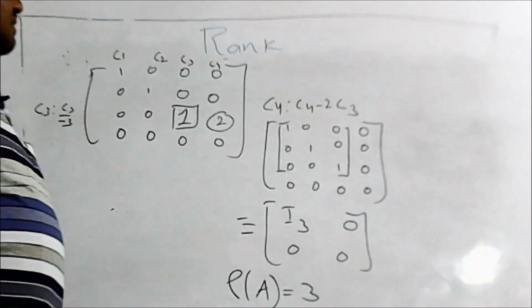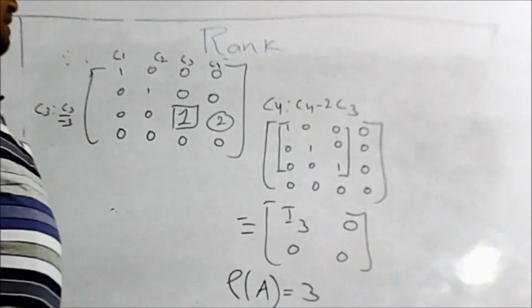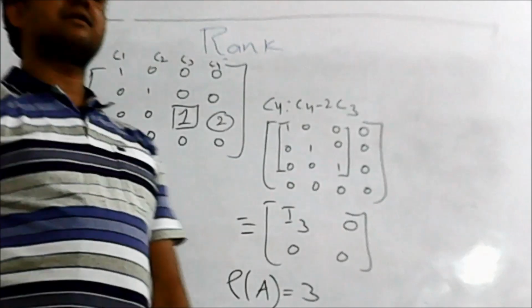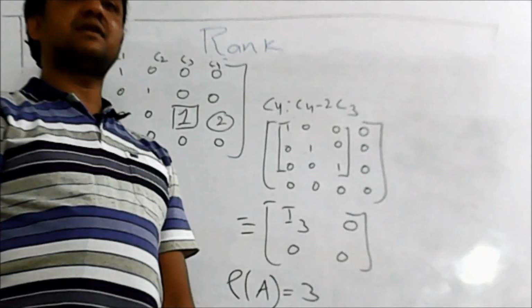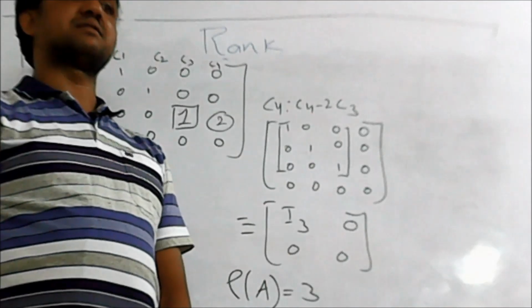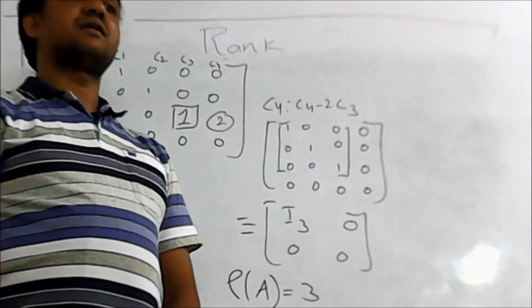Okay. So this is all about finding the rank of the matrix with row echelon form and normal form. In the next lecture, you are going to learn about systems of equations, homogeneous and non-homogeneous systems. That completes unit 1.